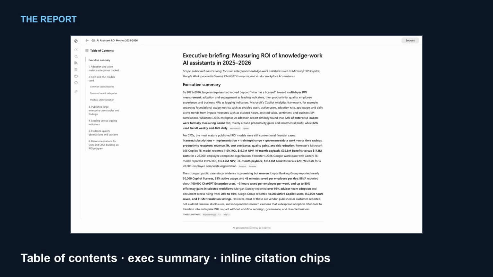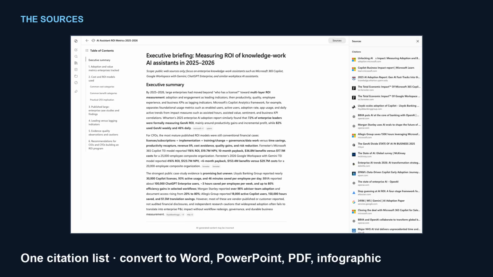The report arrives structured with a table of contents, an executive summary, and claims that carry inline citation chips. Ours came back with the published ROI models and case studies, plus its own section on evidence quality, warning which of those numbers are vendor-published rather than audited. Every source sits in one list at the end, consultancies and vendors next to universities and government sites, and the convert row turns the finished report into a Word document, a deck, a PDF, or an infographic in one click.